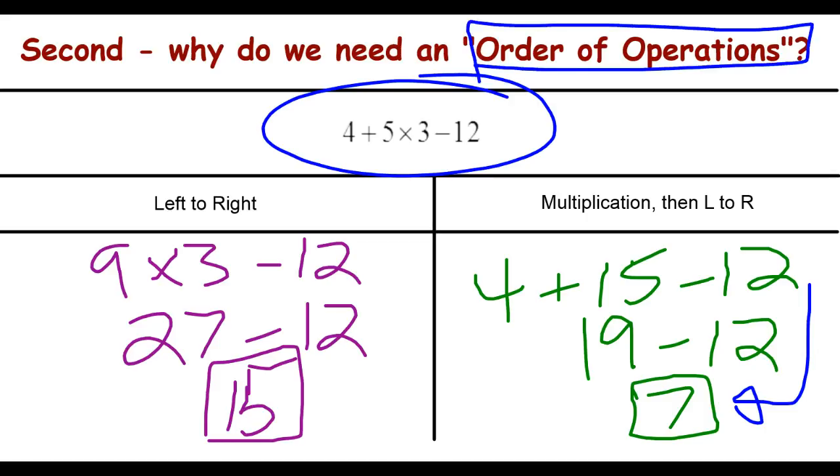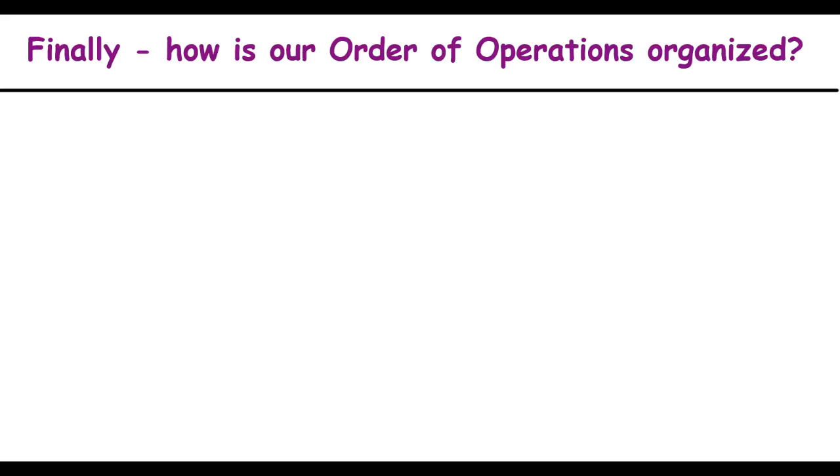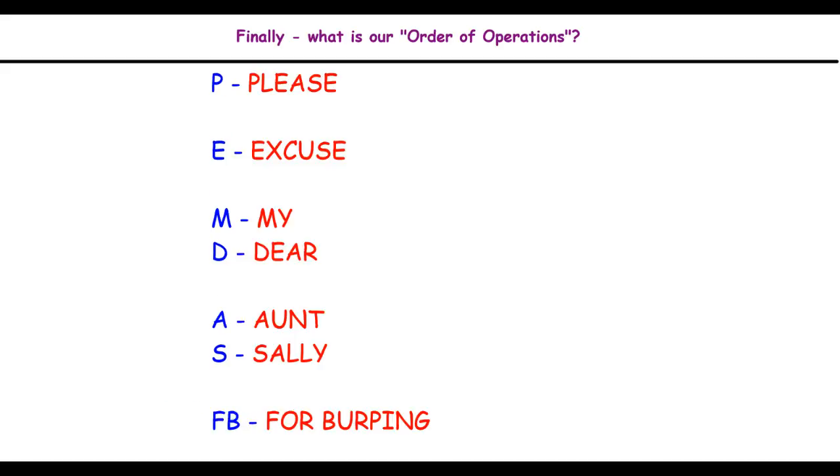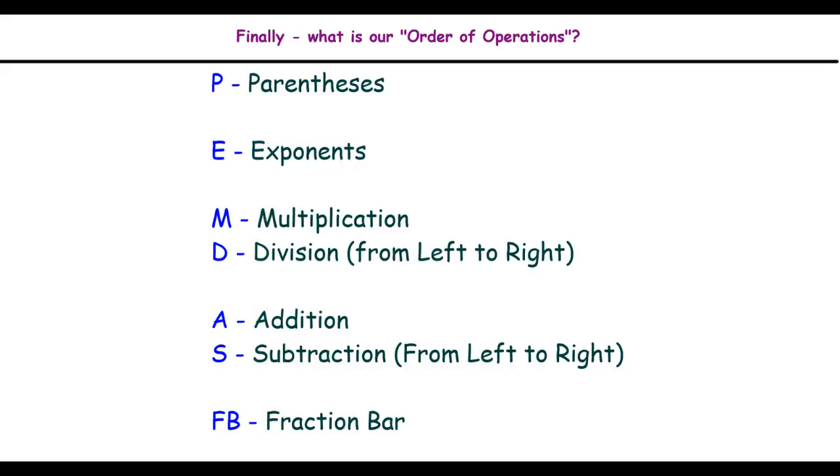Now, the way that you've heard it said before is probably something along the lines of PEMDAS, although we're going to add a little piece down here with the FB, and we'll get to what that means in a second. You may have heard the mnemonic for remembering it: Please Excuse My Dear Aunt Sally, and then we're going to add For Burping. But the order of operations themselves, each of those letters stands for a particular operation or a particular symbol: parentheses, exponents, multiplication and division, addition and subtraction, and finally a fraction bar.